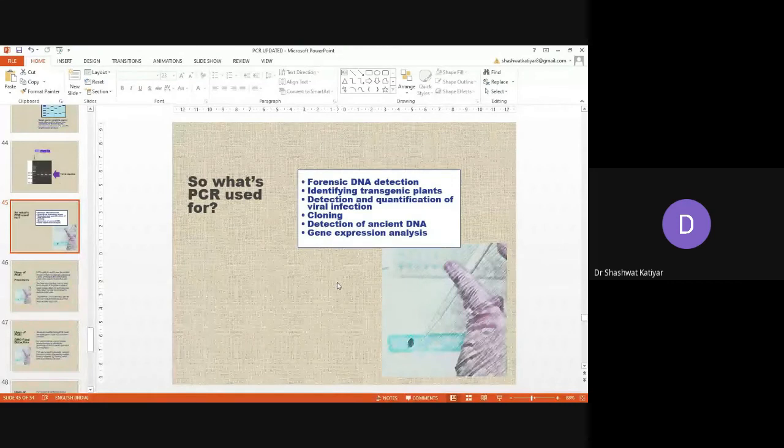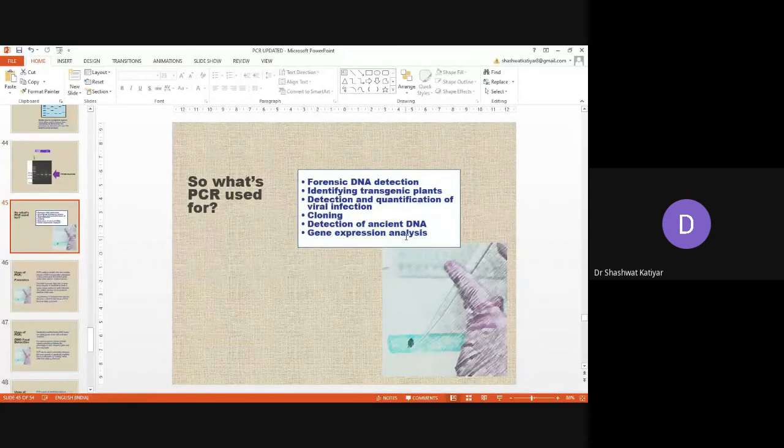Then the uses of PCR in forensic DNA detection. It can also be used to identify transgenic plants and in detection and quantification of viral infection such as COVID or retroviruses. It is also used for cloning, and it can be utilized for detection of ancient DNA, for example finding VNTR sequences and amplifying them, or you can make a RAPD, and this RAPD can be used for DNA fingerprinting to find similarity between species.